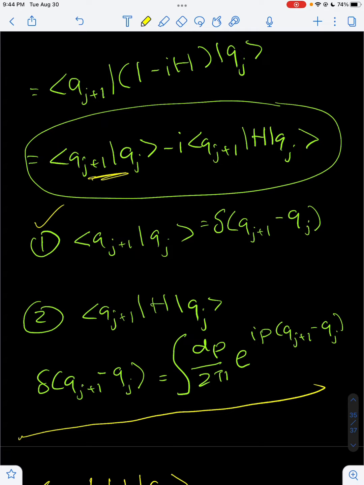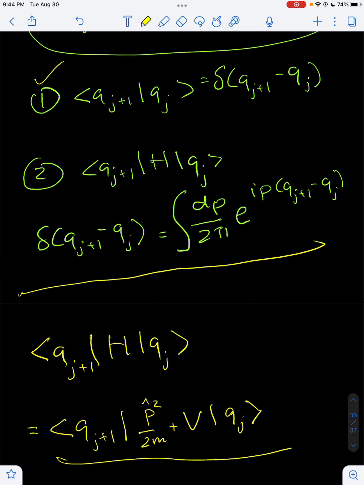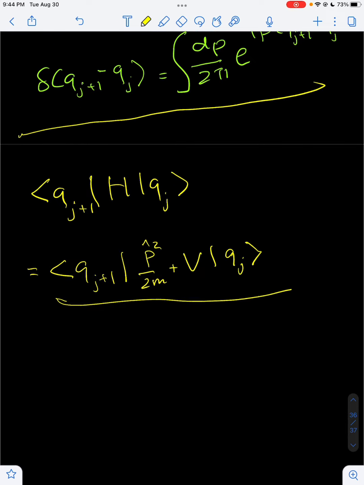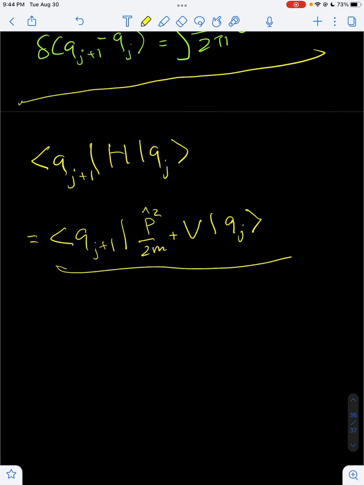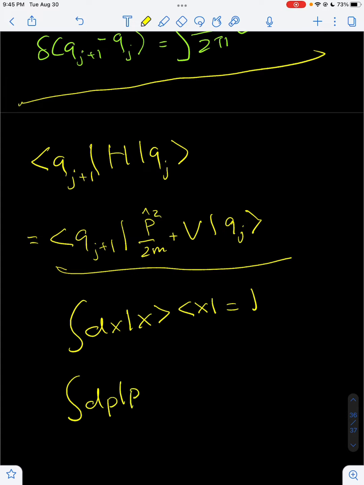So it'd be really nice to get the second term in terms of an integral over momentum. To do that, we could just switch from position space to momentum space, right? And to do that, we can again use our completeness relation. But instead of using the integral over dx of the outer product of the position states equals 1, we can instead use the integral over dp of the outer product of momentum states equals 1.